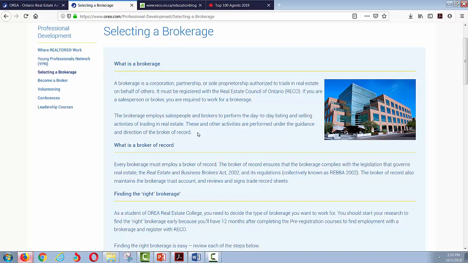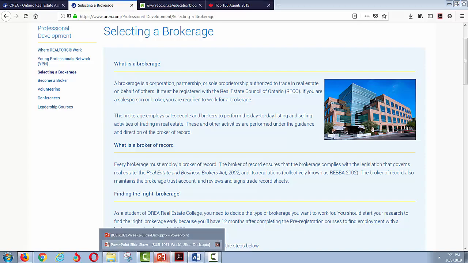And it's the same in almost every other province except for maybe a few territories. And it's very similar in the States, although in the States it's a little bit easier to go off on your own. But we're not talking about the States here. We're learning about what it would be like to become a realtor or a licensed real estate salesperson in Ontario. If you do that, you have to be with a brokerage. We'll get more into that later, but that's what a real estate brokerage is.